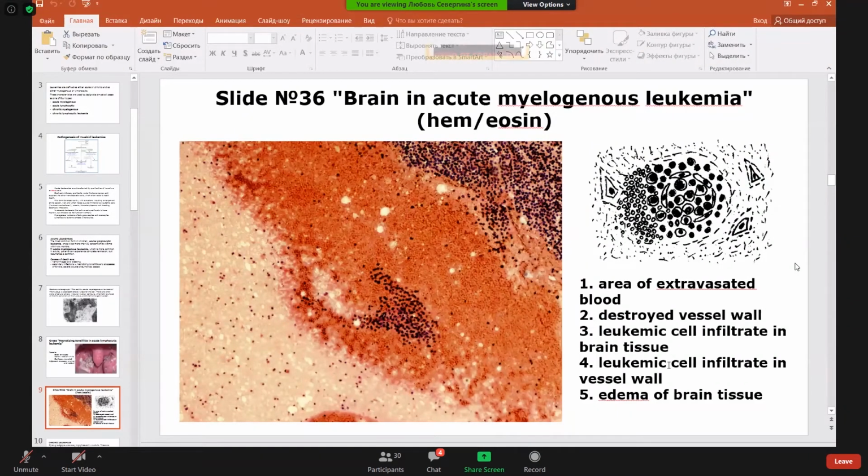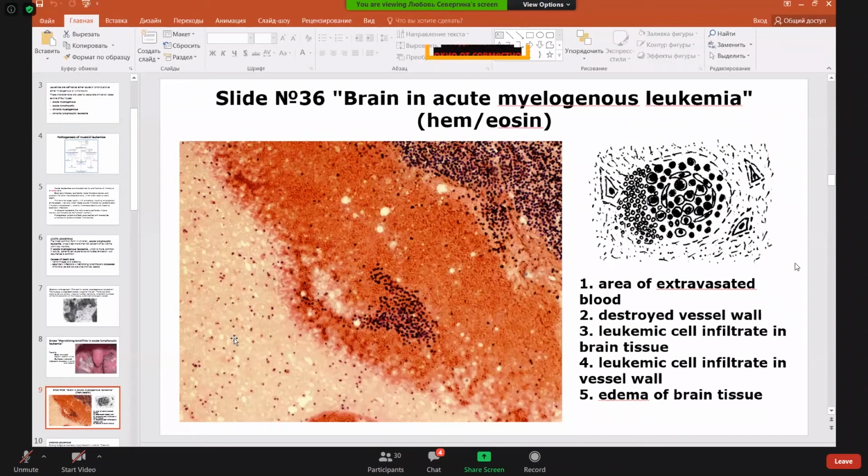Leukemic cells infiltrate inside the vessel wall. You see the walls of vessels are infiltrated by the leukemic cells, on photo 2. It was point number 4. And point number 5, edema of the brain tissue, accumulation of transudate, watery fluid nearby the glial cells. Edema is a complication of this hematoma, and progressive brain edema finally leads to the compression of the brain tissue, to brain coma and death of the patient.